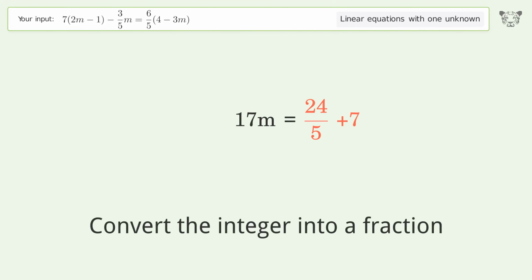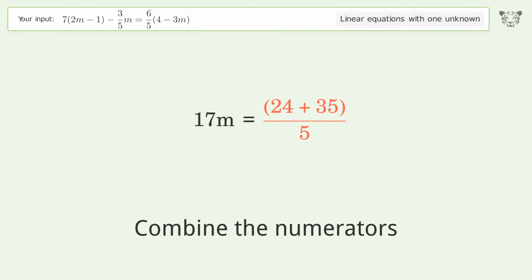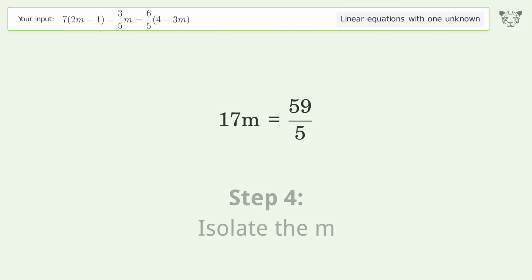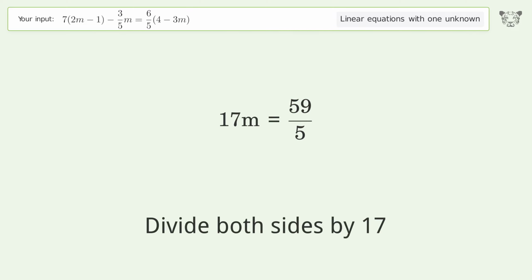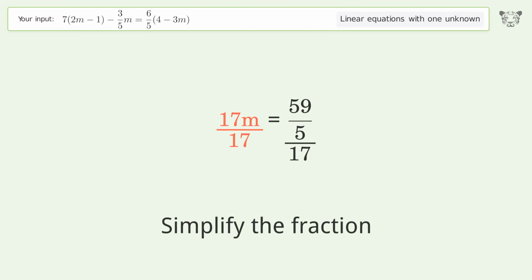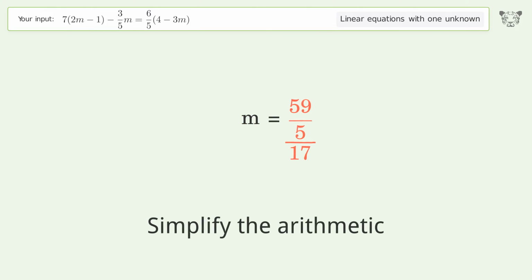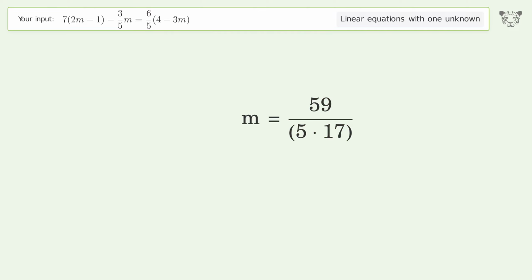Convert the integer into a fraction. Combine the fractions. Combine the numerators. Isolate the m. Divide both sides by 17. Simplify the fraction. Simplify the arithmetic. And so the final result is m equals 59/85.